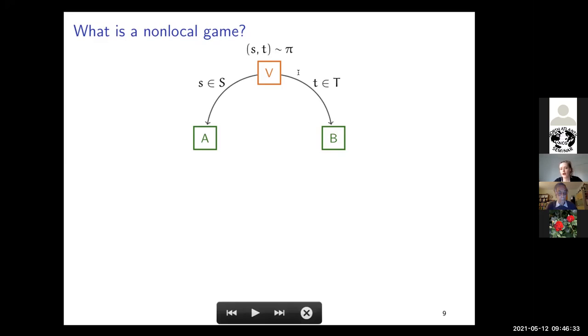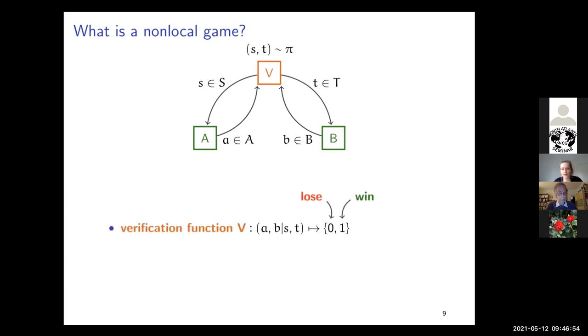So the verifier selects two questions, S and T. He sends one to Alice, the other one to Bob. These would be the row index for Alice or column index for Bob. And he does so according to some probability distribution pi. And then Alice and Bob answer with their respective answers. Okay, and then after receiving these answers, the verifier evaluates and announces whether Alice and Bob lose or win based on the questions and answers provided.